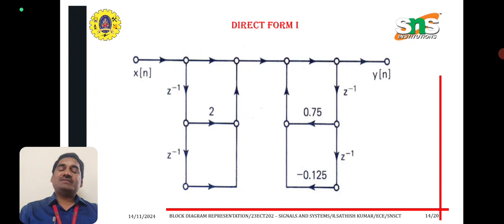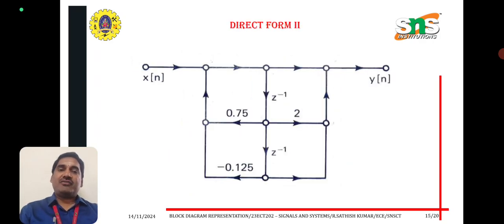y(n) multiplied with z inverse gives y(n-1), multiplied with 0.75, we get 0.75 into y(n-1), minus 0.125 into y(n-2). This is the direct form 1 structure. Similarly, for direct form 2, x(n) multiplied with 1, we can get it as the output.